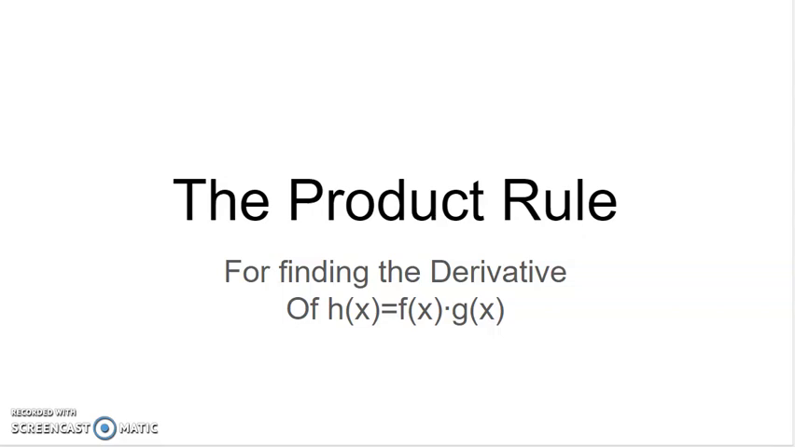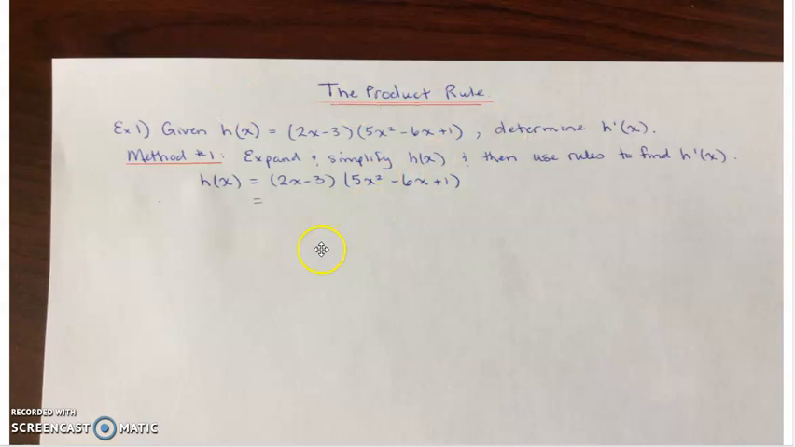We are learning about the product rule for finding the derivative of the product of two functions. So if our function is defined as the product of two smaller functions, that's when we can use this product rule. So let's take a look at this first example here.